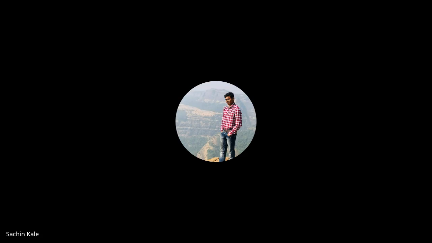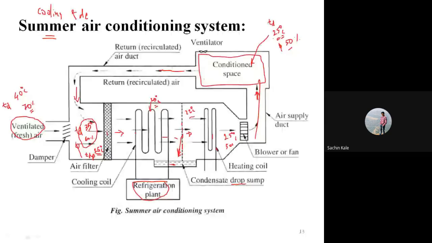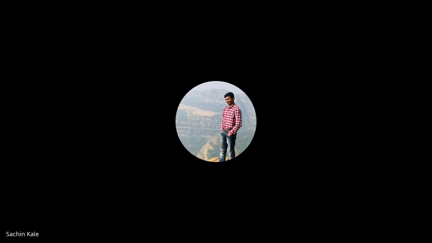That air will be passed by using the blower or fan, and that will be supplied to the conditioning space. Are you getting it? So this will be called a summer air conditioning system. Similarly, there will be a winter air conditioning system.